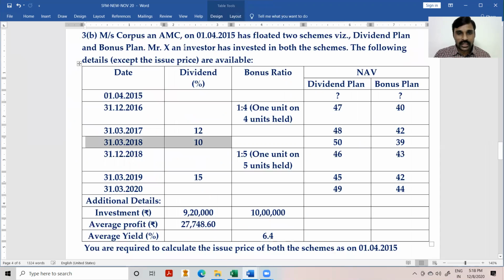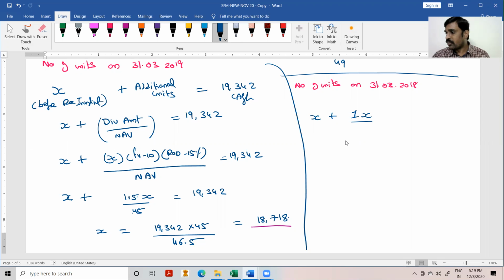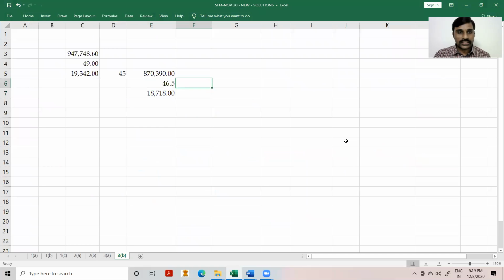31st March 2018, NAV is 50. Okay. So therefore it will be 18,718. Therefore X is equal to 18,718 into 50 divided by 50 plus 1, that is 51. So X is equal to 18,718 into 50 divided by 51.